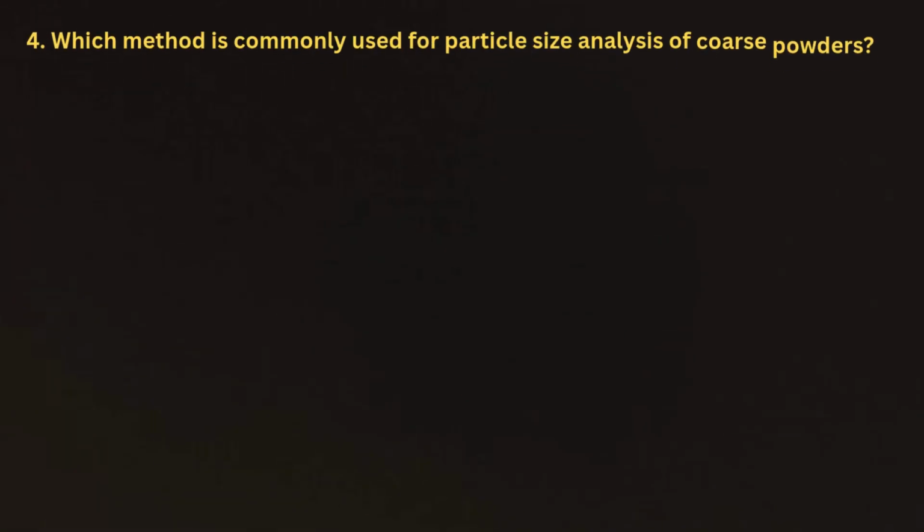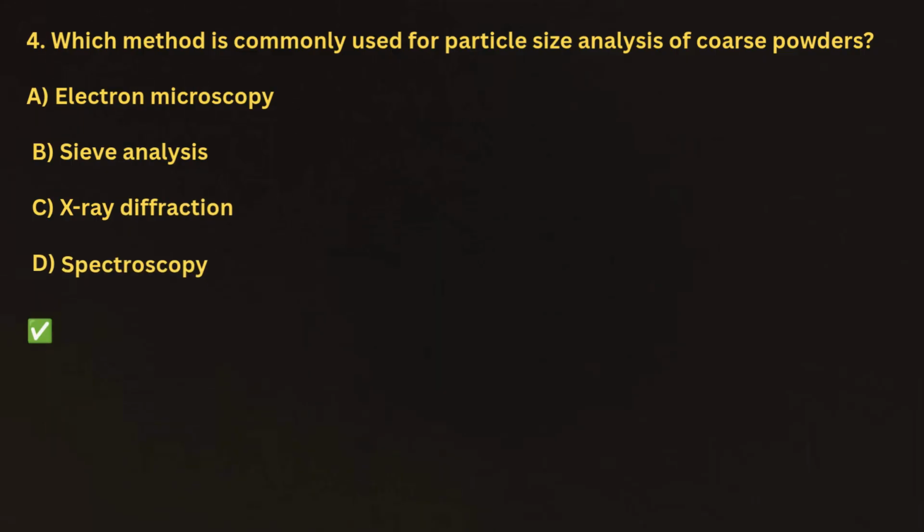Which method is commonly used for particle size analysis of a coarse powder? Option A, electron microscopy; option B, sieve analysis; option C, X-ray diffraction; option D, spectroscopy. The answer is option B, that is, sieve analysis.